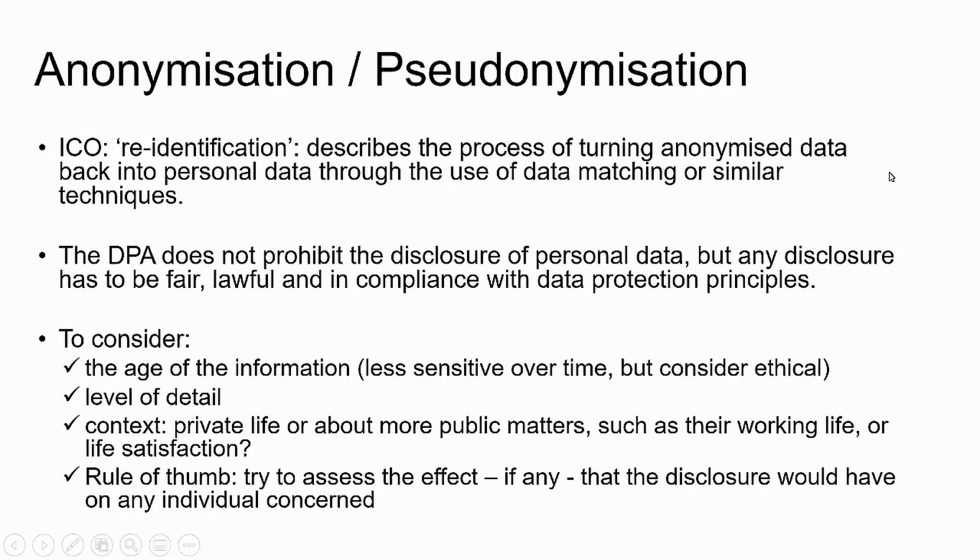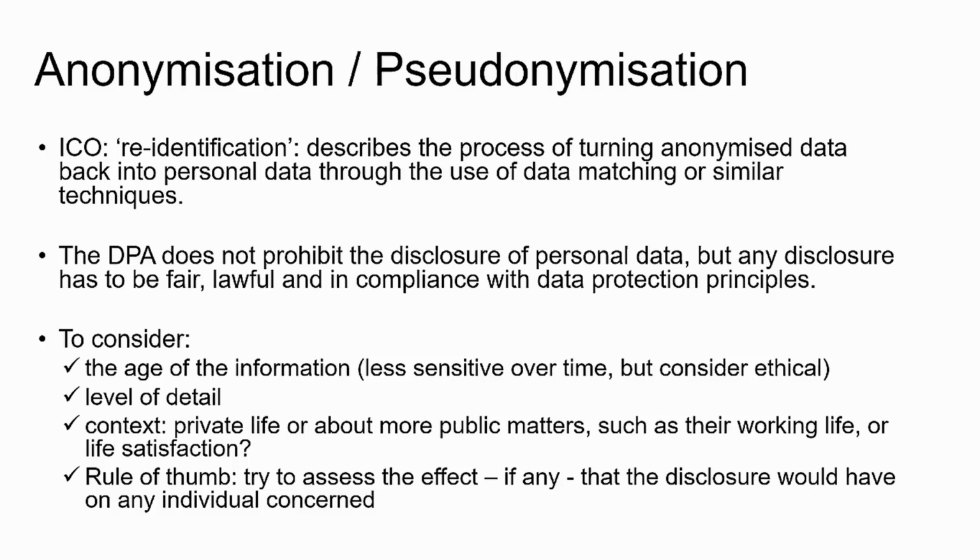Thank you. Okay, so again, a second slide on this. According to the ICO, re-identification describes the process of turning anonymized data back into personal data through the use of data matching or similar techniques, okay? And the DPA does not prohibit the disclosure of personal data, but any disclosure needs to be fair, lawful, and in compliance with data protection principles. So going back to what Maureen mentioned earlier, and that information loss that we mentioned, we want to only pseudonymize or anonymize data to an extent that doesn't have that much information loss.